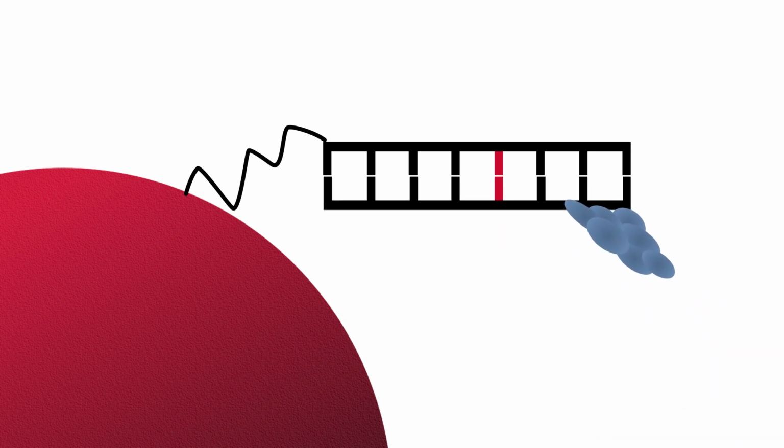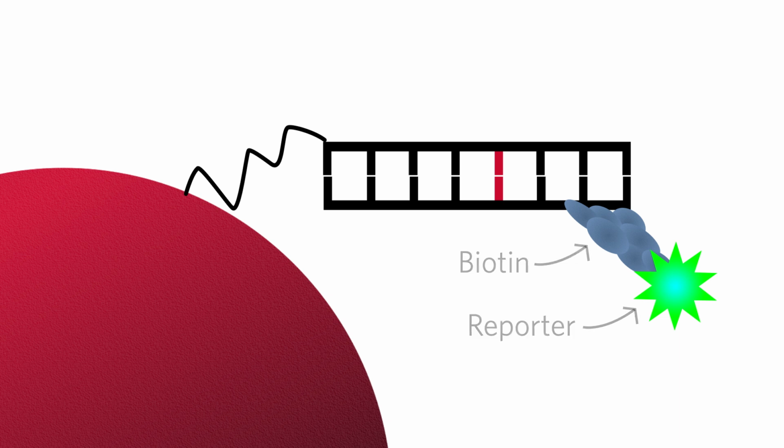When the sample is added to this reaction, the nucleic acid sequence on the bead binds to its complementary nucleic acid in the sample, if present. This is called hybridization. Biotin is incorporated into the target to provide a binding site for the reporter molecule.